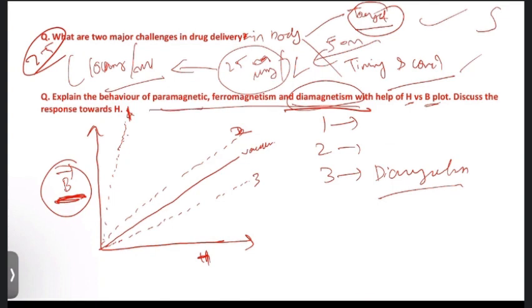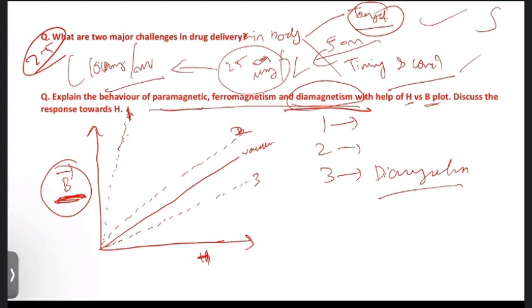Paramagnetism attracts magnetism when the current is passed through that material. One will be paramagnetism. We have other materials also, no? Ferromagnetism. Ferro obviously implies that it is something iron related material, and we know that iron attracts magnetism.